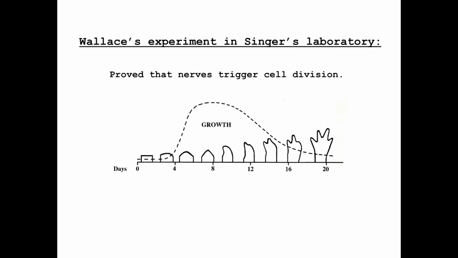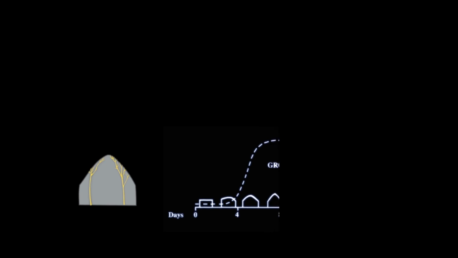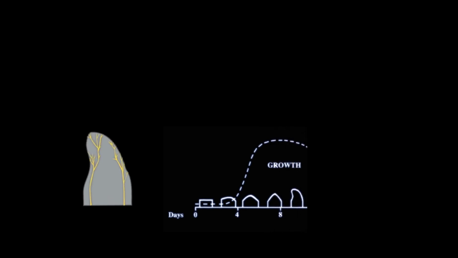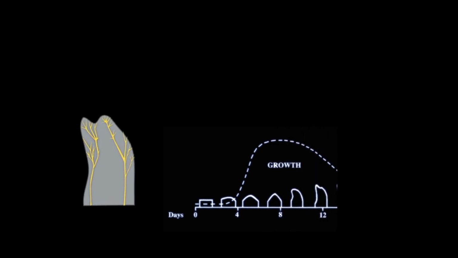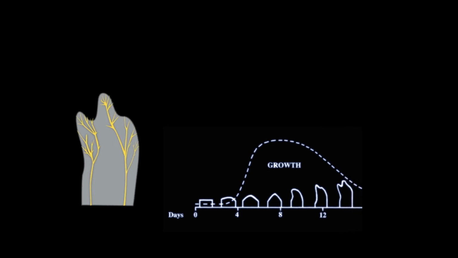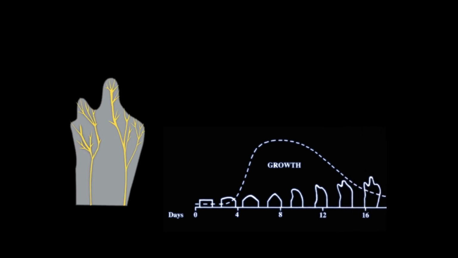A man called Wallace from England, a biologist, did a beautiful study in Singer's laboratory and showed that mitosis, or cell division, requires to be triggered by a sensory nerve supply. Nerve triggers newt limb growth by stimulating cell division at the amputation site. So the little bulge growing out of that is full of nerves and full of mitotic figures.